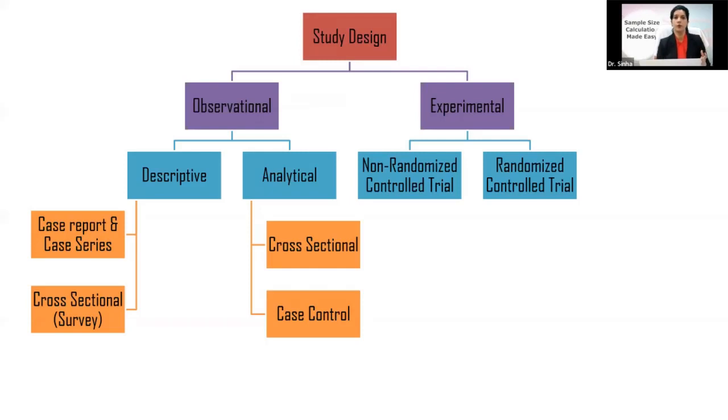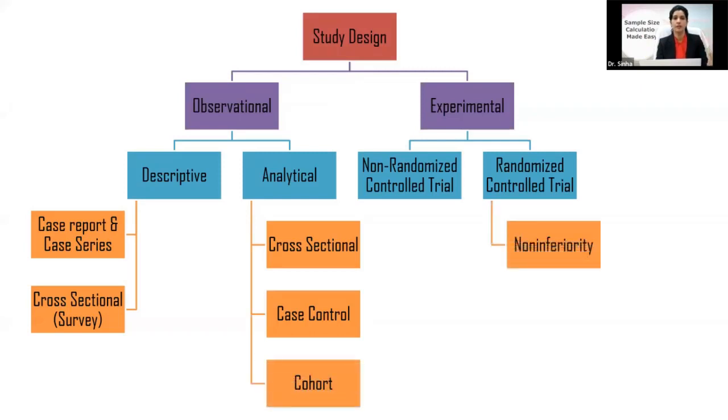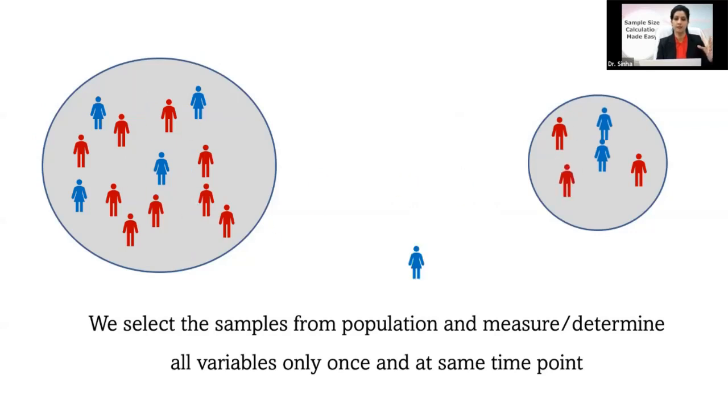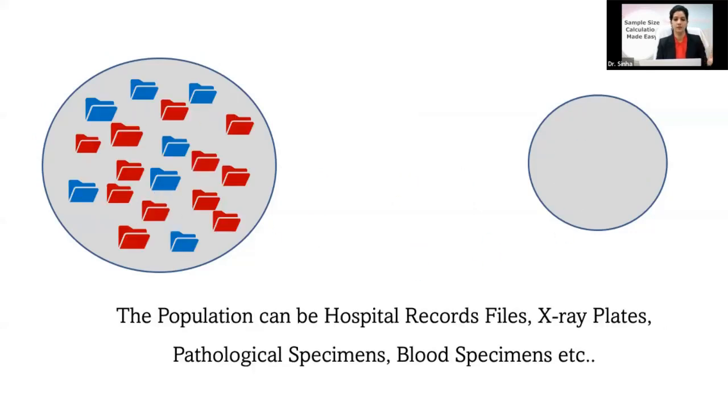Whenever you measure the outcome and the risk factor simultaneously in one snapshot, we call it an analytical cross-sectional. So in an analytical cross-sectional, you select the sample from a population and you determine all the variables only once and at the same point of time. And then you see the association.